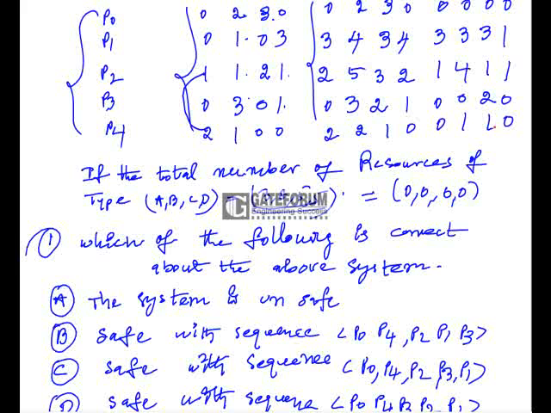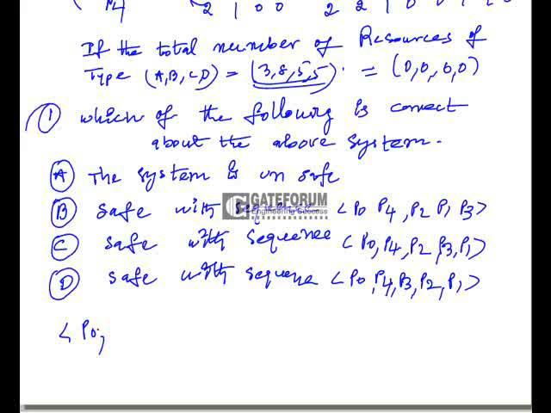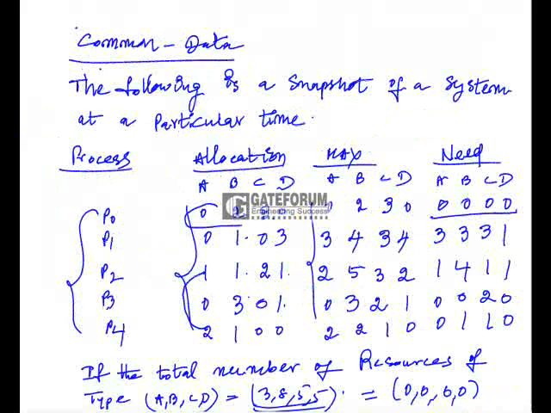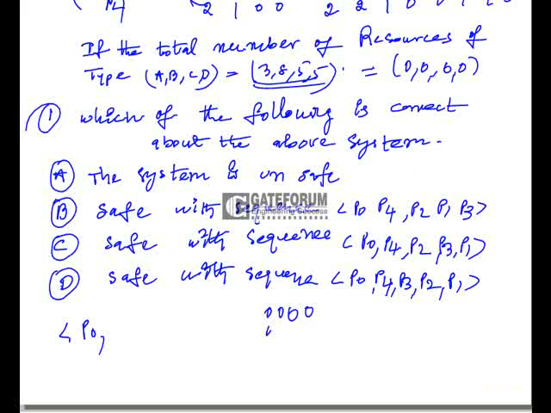We can't execute any other except P0, because P0's need is 0 0 0 0. So first we will execute P0. When P0 is executed, for the available 0 0 0 0, the allocation of P0, 0 2 3 0, will be released. Now available will be 0 2 3 0. So 0 2 3 0 is sufficient for either P3 or P4.